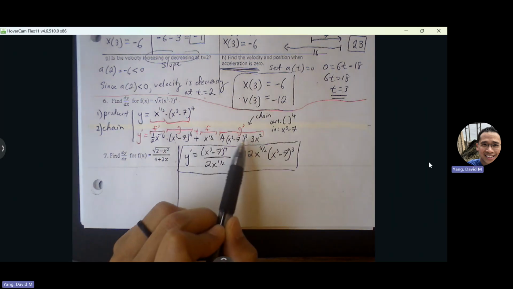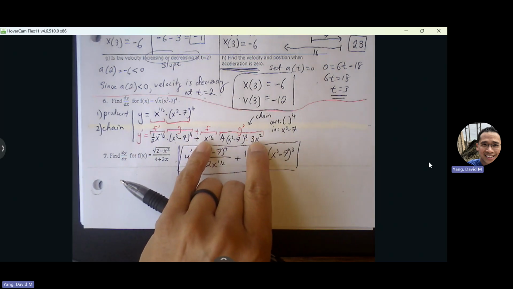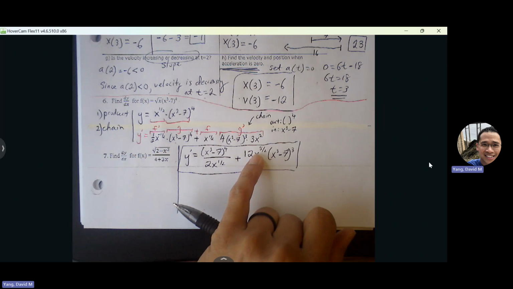We multiply, so I can put my stuff together. 4 and 3 can combine. I can multiply the variables together by adding exponents. 2 plus 1/2 is the same thing as 4 over 2 plus 1 over 2, which is 5 over 2.